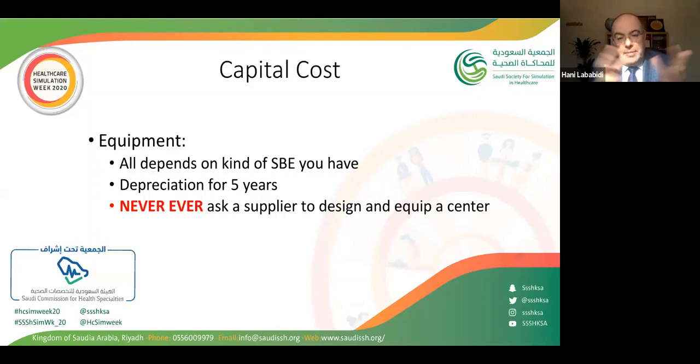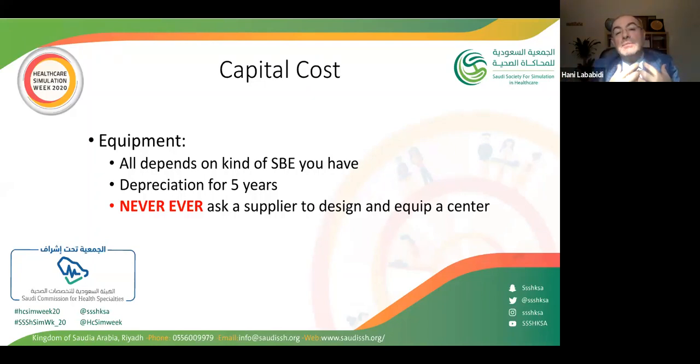Now, be careful. Many centers in the area are designed by the suppliers of the equipment. And this, for me, is a no-no. Because what a supplier wants is to put his equipment in this center. So he designs the center according to the equipment he has, rather than what you need.